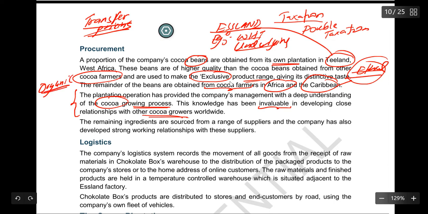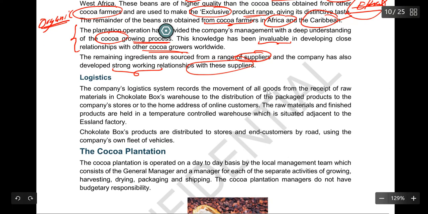The remaining ingredients are sourced from a range of suppliers, and the company has also developed strong working relationships with these suppliers. Logistics. The company's logistics system records the movement of all goods from receipt of raw material in the Chocolate Box warehouse to the distribution of packaged products to company stores or home addresses and online stores. The raw materials and finished products are held in a temperature controlled warehouse which is situated adjacent to the Iceland factory. Chocolate Box products are distributed to stores and end customers by road using their own fleet of vehicles.